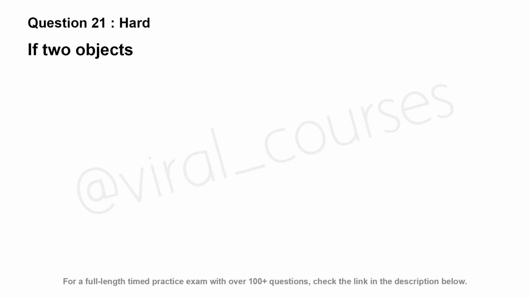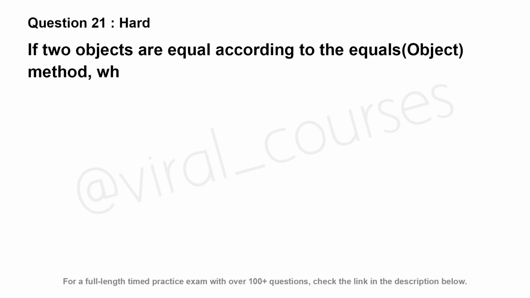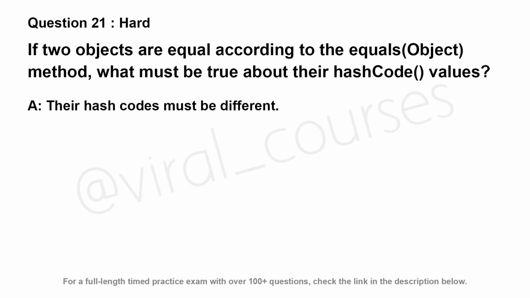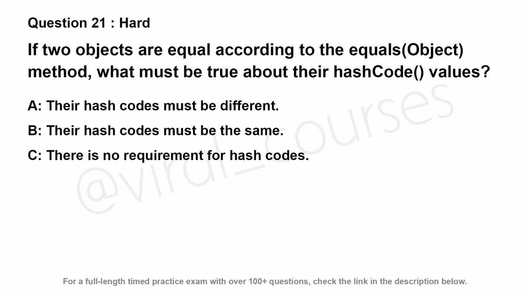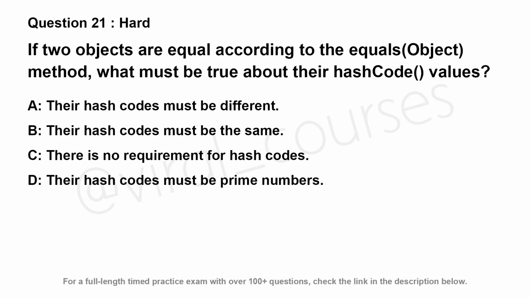If two objects are equal according to the equals method, what must be true about their hash code values? Option A, their hash codes must be different. Option B, their hash codes must be the same. Option C, there is no requirement for hash codes. Option D, their hash codes must be prime numbers.